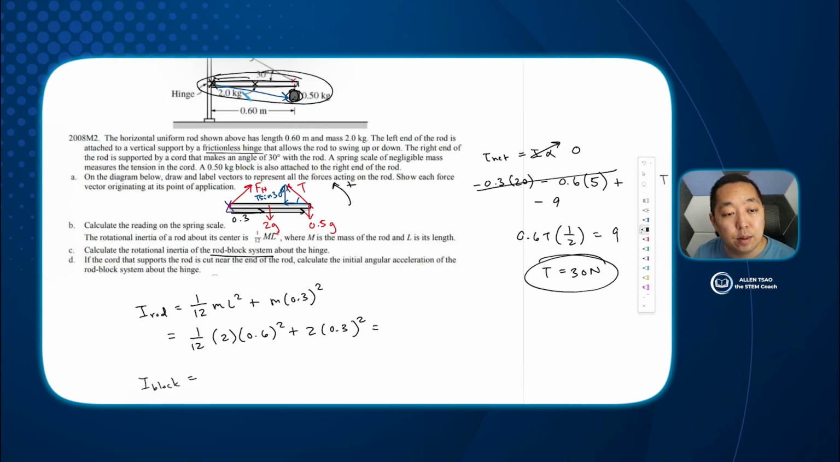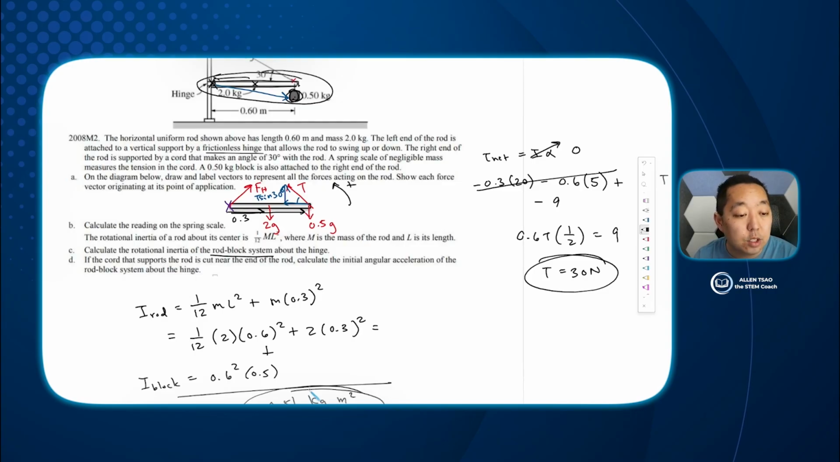So then the distance from here to here is 0.6. So that's just 0.6 squared, it's mr squared times 0.5. And so we're going to add those two together. That will be the rotational inertia of the entire thing. So 1/12 times 2 times 0.6 squared plus 2 times 0.3 squared plus 0.6 squared times 0.5. If I add these two together, I'm going to get 0.51 kilogram meter squared.